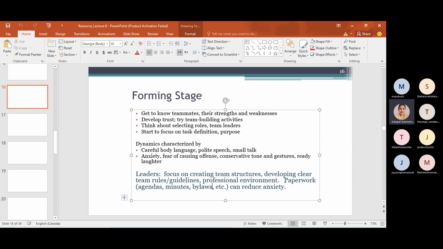Paperwork can be used to reduce anxiety. I told you that anxiety can exist during the forming stage. This anxiety can be reduced to a certain extent through paperwork, because in paperwork everything is written down in detail, right? So paperwork can be used to reduce the anxiety levels to a certain extent. Okay, so this is about the forming stage.